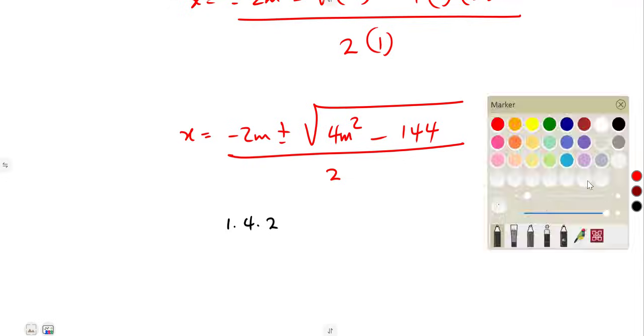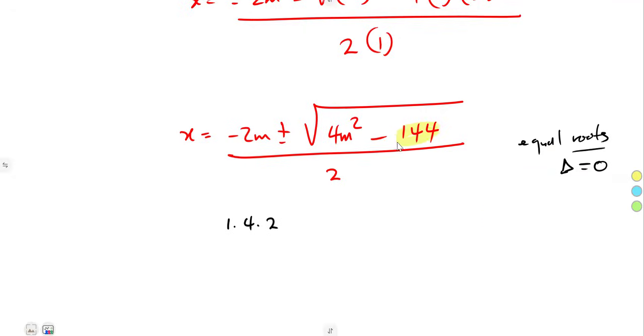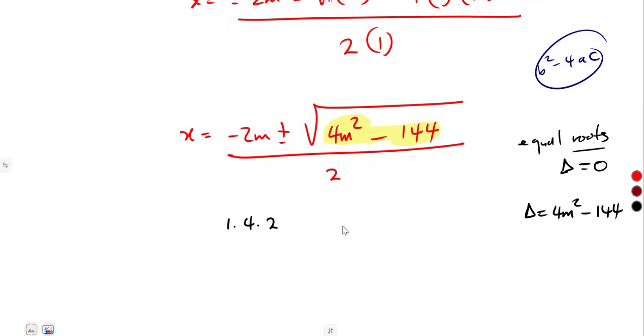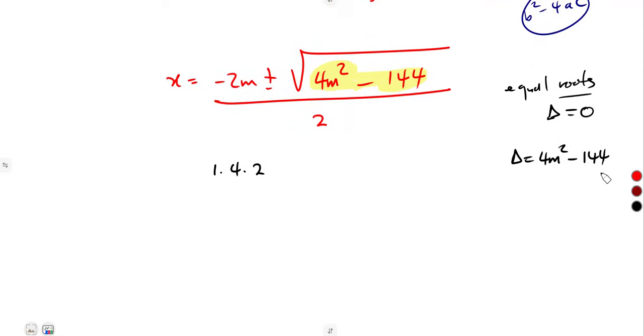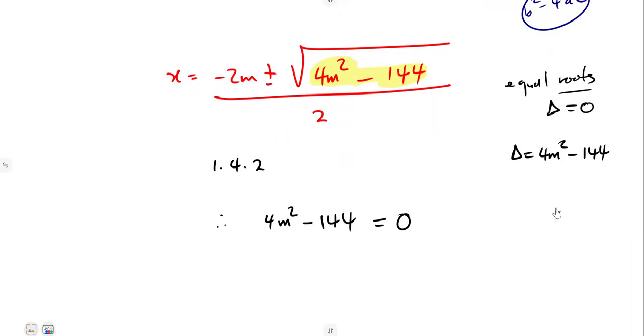And our delta is already calculated. This is the part that we have here under the square root, the part representing b squared minus 4ac. So we already have our delta, which is 4m squared minus 144. But in order for us to have equal roots, our delta must be equal to 0. So 4m squared minus 144, representing our delta, is equal to 0. So we can solve our equation.